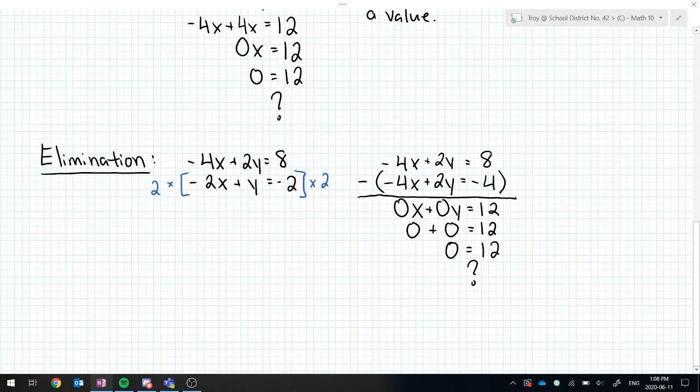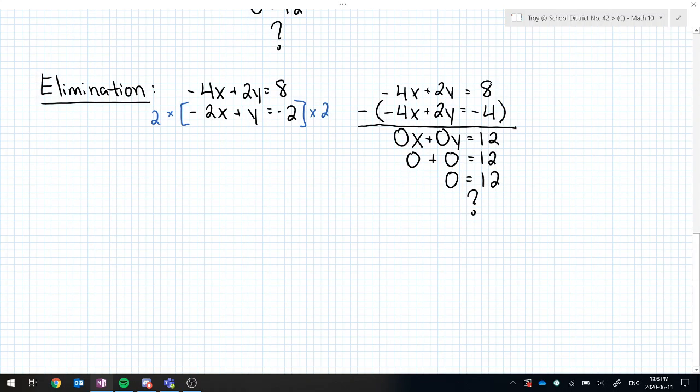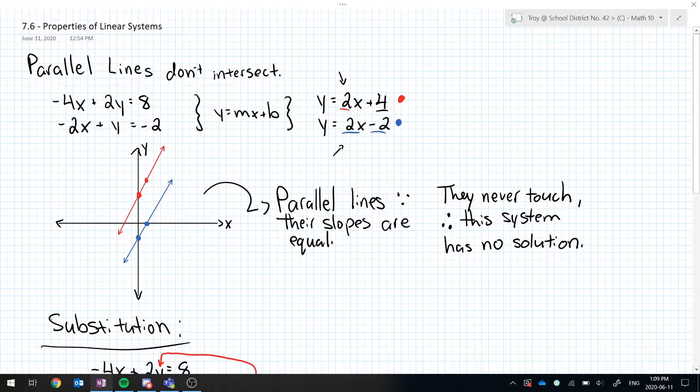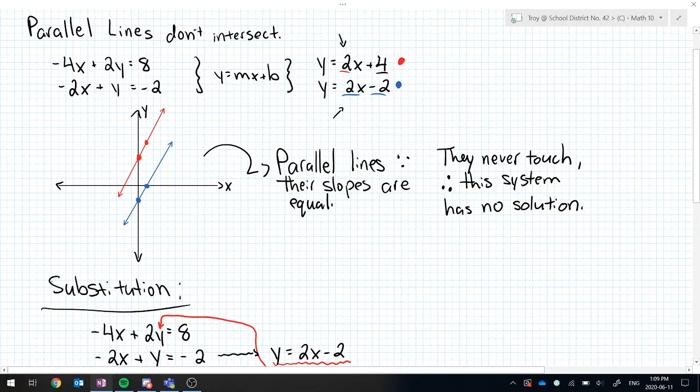So again, we're left with a statement that doesn't have a variable in it. Okay. So we're stuck. No solution. Those two lines are parallel. As we saw here, there's no way for us to get a solution.